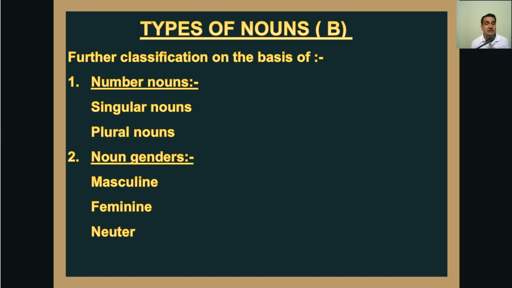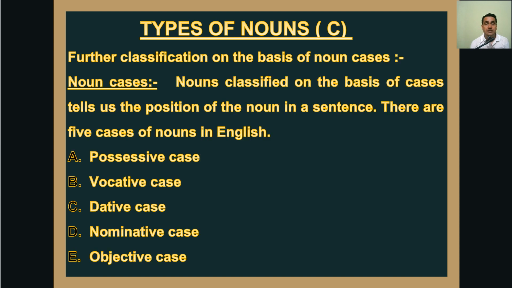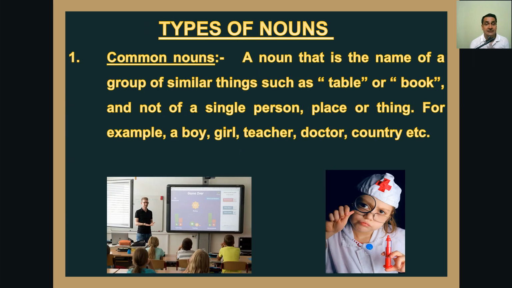When it comes to numbers, nouns can be singular or plural, and genders could be masculine, feminine, or neuter. Then more classification of nouns. We have noun cases. Nouns classified on the basis of cases tell us the position of the noun in a sentence. There are 5 cases of nouns in English. So we have possessive case, vocative case, dative case, nominative case, and objective case. And these precisely tell us the position of the noun in a sentence.